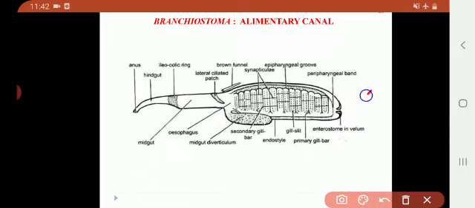This is the anterior part. Now it opens into a very massive pharyngeal region, and you can see the gill slits are there. We'll be learning in detail the gill structure and different types of gills later.